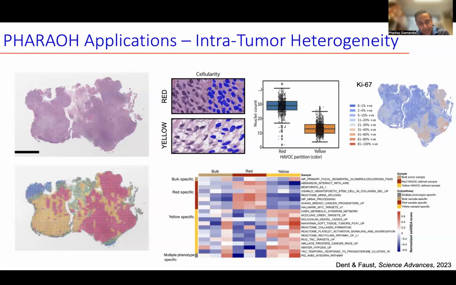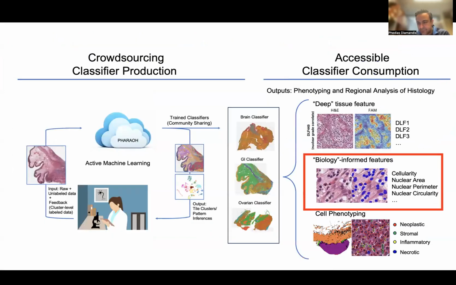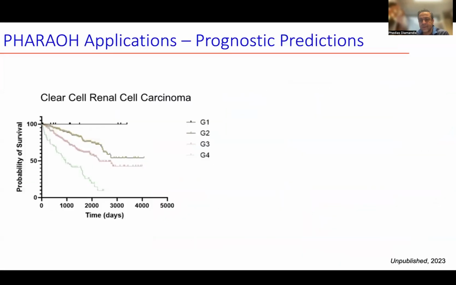So we think that these outputs can also help inform modern molecular studies. In addition to the deep learning features, we also provide biology-informed features, or handcrafted features, whatever you want to call them. And as you'll see, these have use cases of their own.